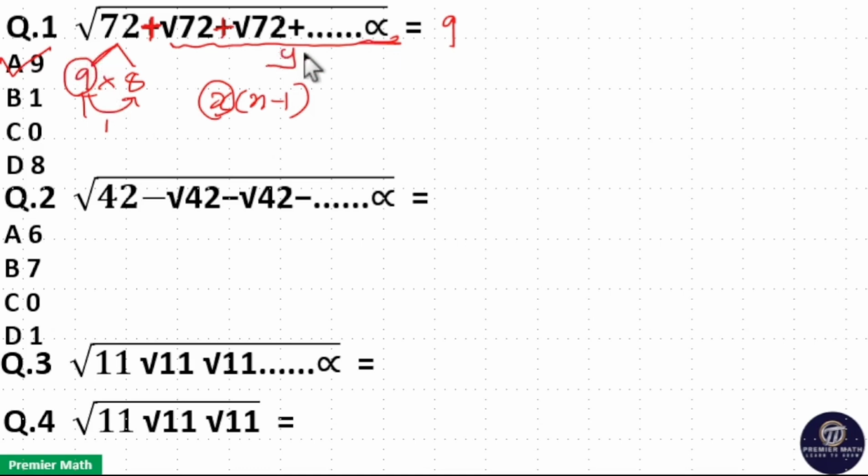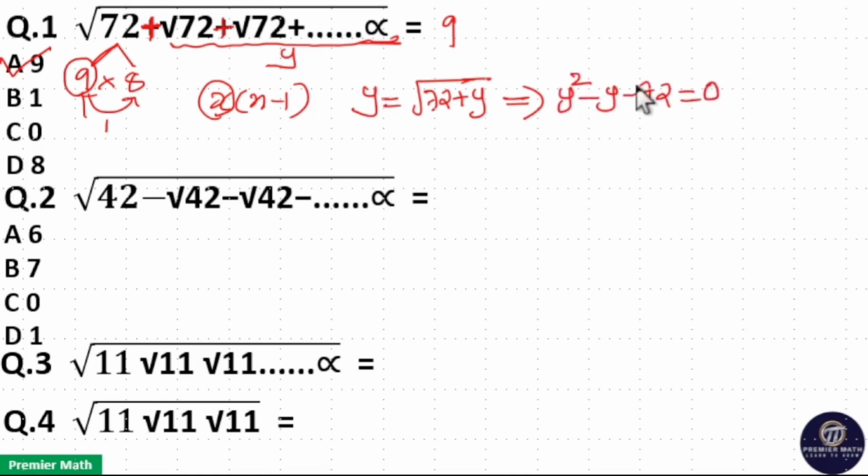Now compared to these infinite terms, this root 72 is minute. So I can write this whole term as y, which means y is equal to root 72 plus y. I said compared to this infinite term y, root 72 is minute, so I can ignore it. Now y square is equal to 72 plus y, which means y square minus y minus 72 is equal to 0.